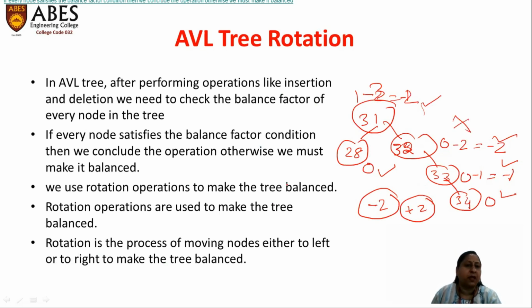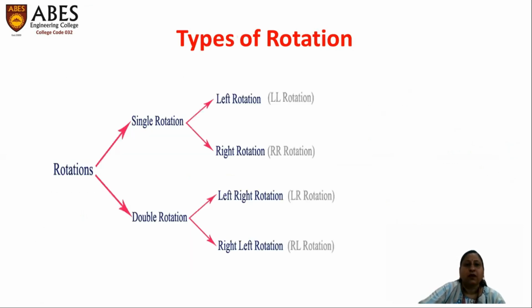In order to make a tree balanced, we need an operation that is said to be the rotation. The rotation is a process of moving the nodes either to the left or right to make the tree balanced. So in order to make a tree balanced, what we have to do? We have to perform the process of rotation.